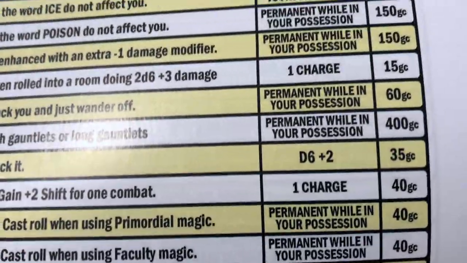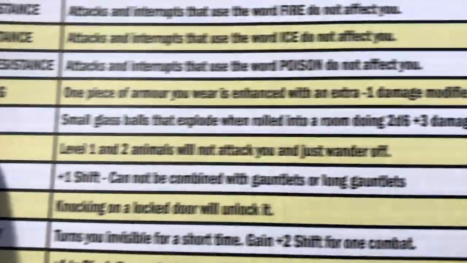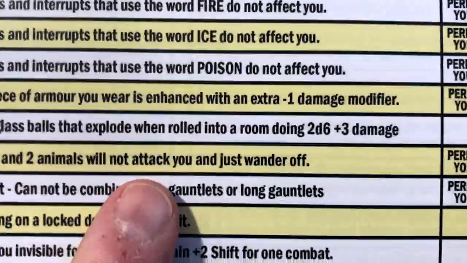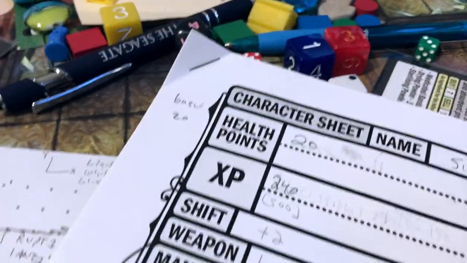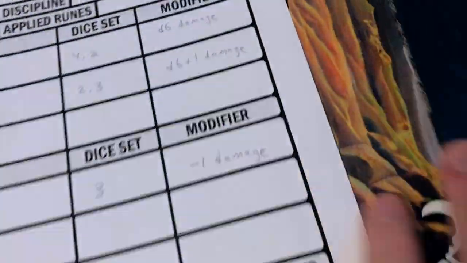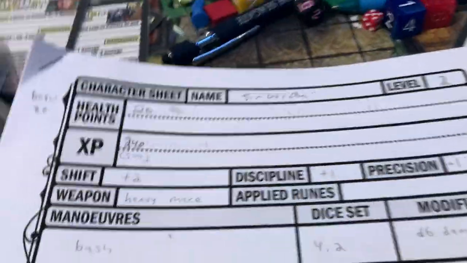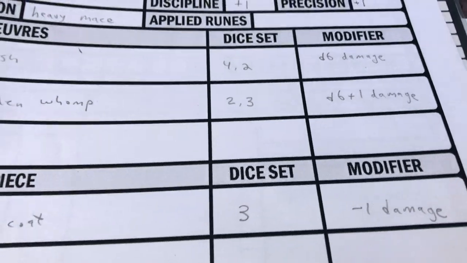Of course, I don't have anything near that, but I would be able, for example, to get some explosive marbles, small glass balls that explode when rolled into a room, doing 2d6 plus 3 damage with one charge. They cost 15 gold, and I think I have 16 gold, so let's see. Yeah, I do. Well, actually, I only have 13 gold, so I couldn't get those. As with any good dungeon crawler, you get stuff to do at the end in the market and attempt to prepare yourself for the next level.